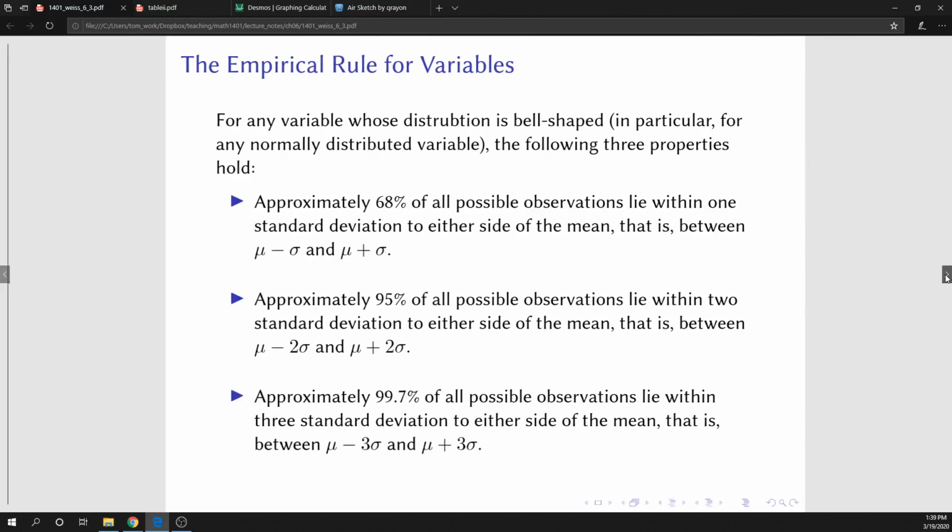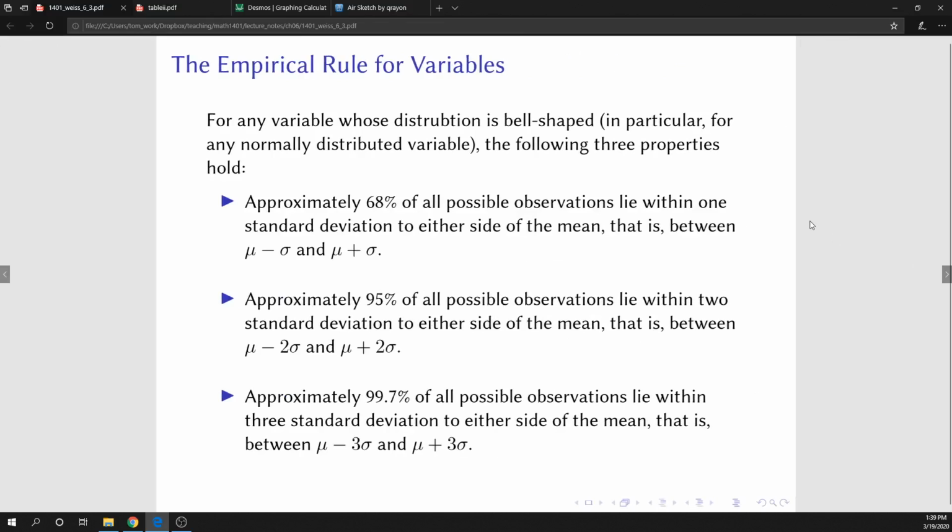Okay, all right. The next thing we want to talk about is the empirical rule for variables. The empirical rule says that if I have any variable whose distribution is bell-shaped, and in particular, a normally distributed variable like the ones that we've been talking about, the following three properties hold. It says approximately 68% of all possible observations lie within one standard deviation to either side of the mean. That is between the mean minus sigma and the mean plus sigma.